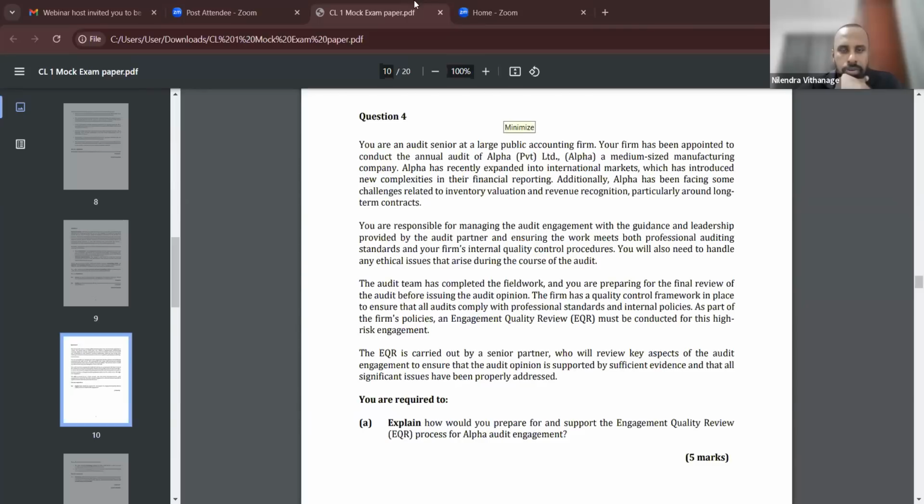Working papers should also be presented. The working paper file, that's why I told you. Documentation should be fulfilled. So write down, as per SLS QM1 and SLS QM2.